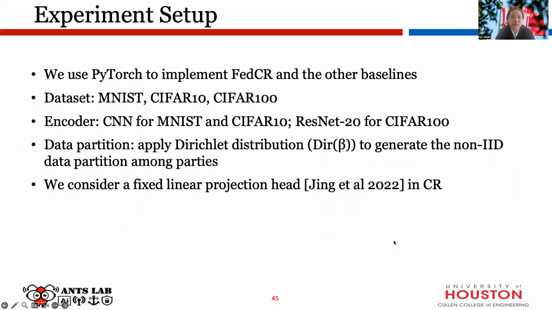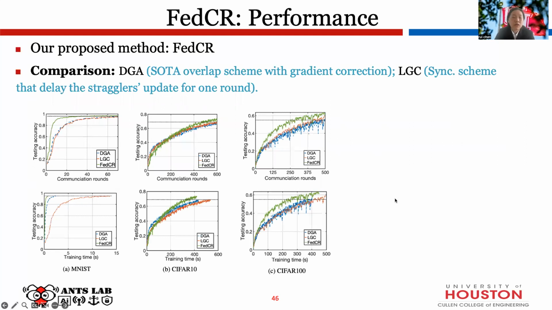And here is our experiment setup. We're using PyTorch to implement our proposed method and other baselines in the simulators. We consider the image classification task for 3 different data sets, and we also consider a non-IID data distribution with Dirichlet distributions. For the projection head, similar to the previous work, we consider a fixed linear projection to avoid additional computing overhead. So here are our performance evaluations.